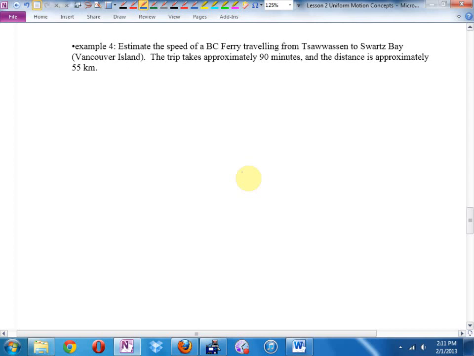It says, estimate the speed of a BC ferry traveling from Tsawwassen to Swartz Bay. The trip takes approximately 90 minutes. Distance is about 55 kilometers. What do they want us to find here? Speed. I'm going to go speed equals distance over time. I need the distance. Did they tell me the distance?